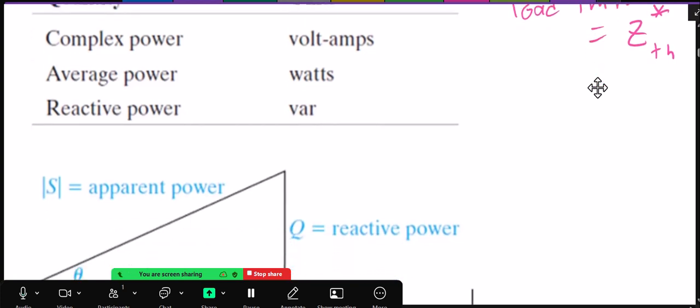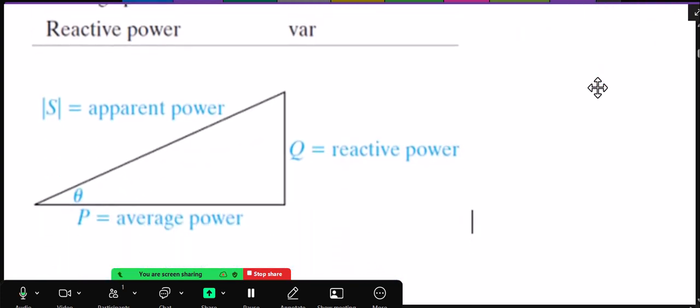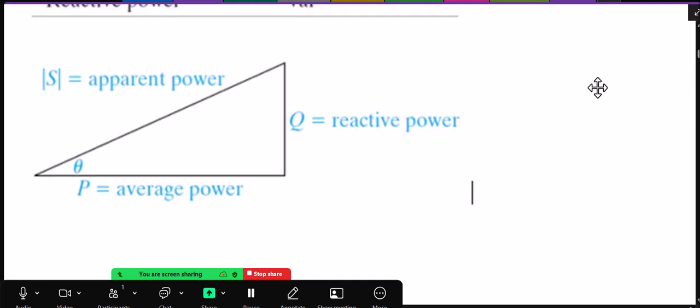And then I just have this little chart with the information that we've already talked about. So any questions on any of that before we start looking at a problem?